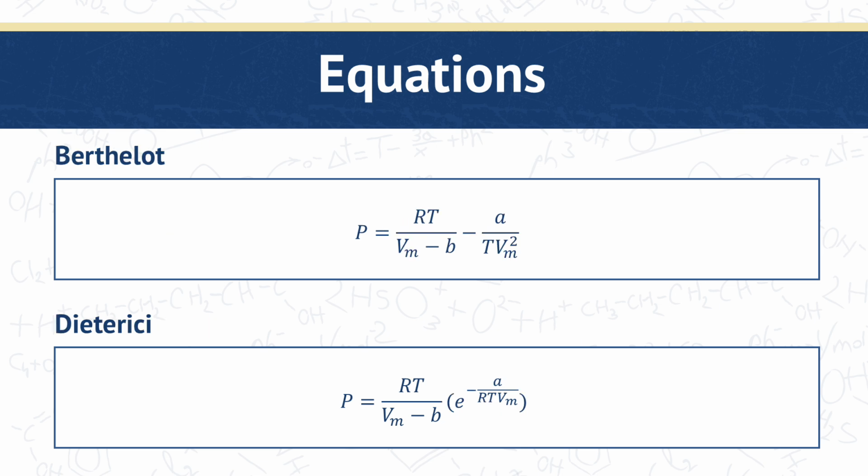Third is the Berthelot equation, which is used when the pressure is usually 1 atmosphere or lower. It is P equals RT over Vm minus B, minus A over T Vm squared. And lastly, the Dieterici equation, which is typically used when the values are near the critical values. It is P equals RT over Vm minus B, times e raised to negative A over RT Vm.